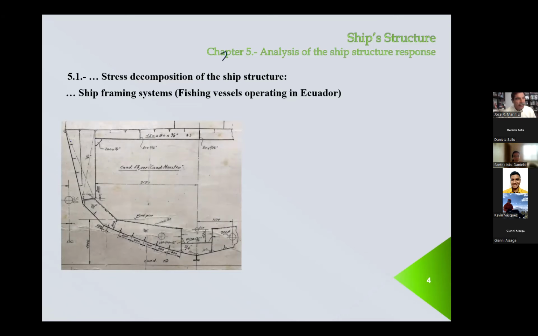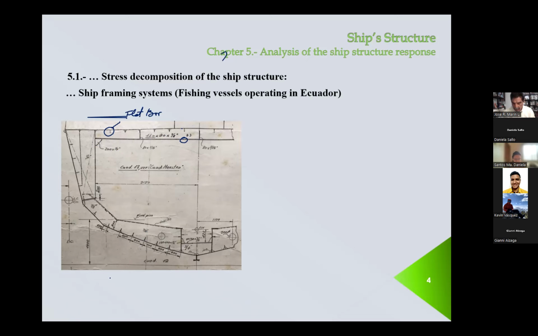Both are steel. You see that there is a longitudinal and a transverse, a very strong transverse, and the longitudinals are very small. Basically the longitudinal is just a flat bar, just a small element. And the transverse goes from here to here, and still it has a flange. So the transverse is much, much stronger than the longitudinal. So this is a longitudinal framing system.